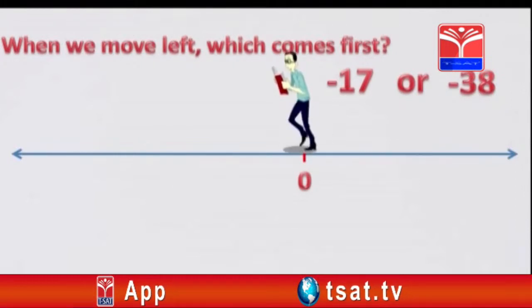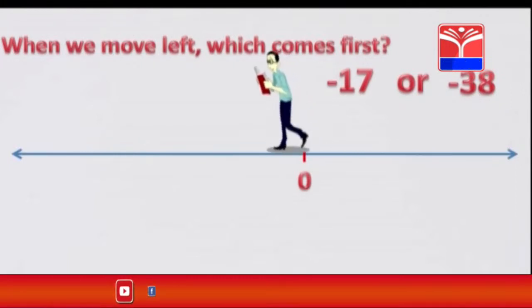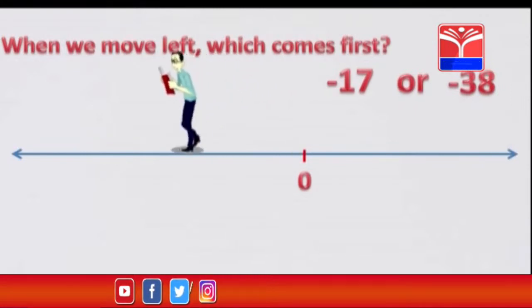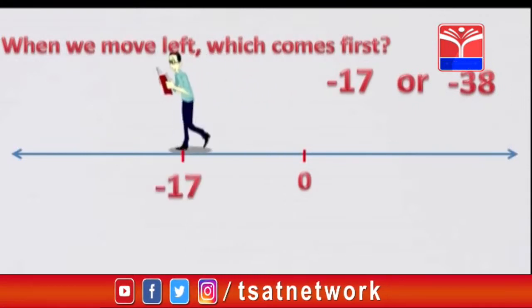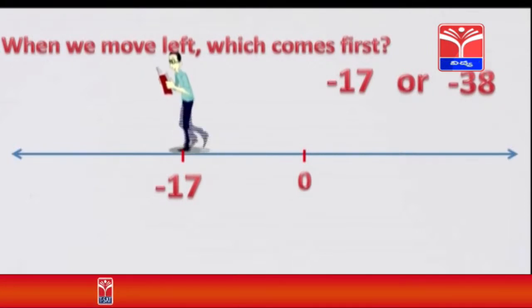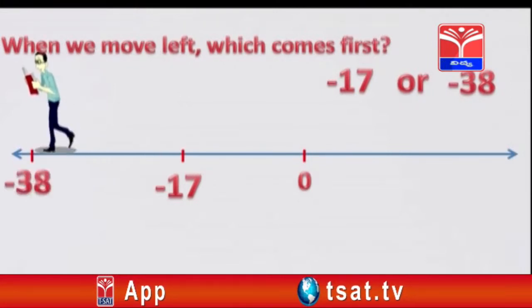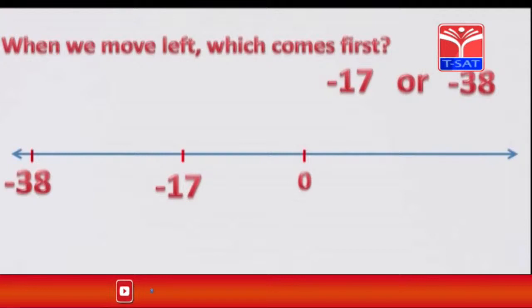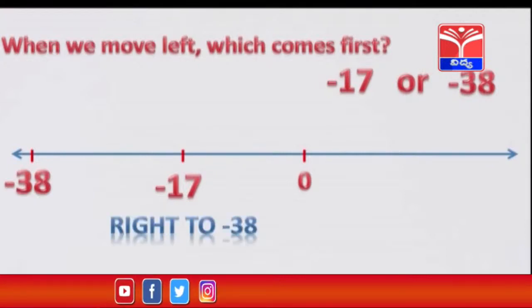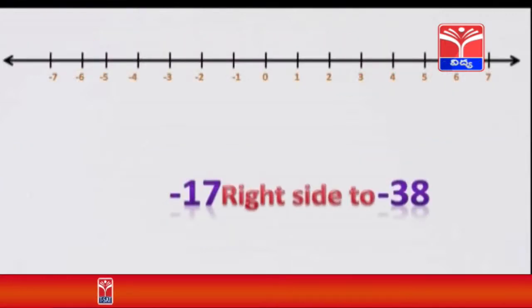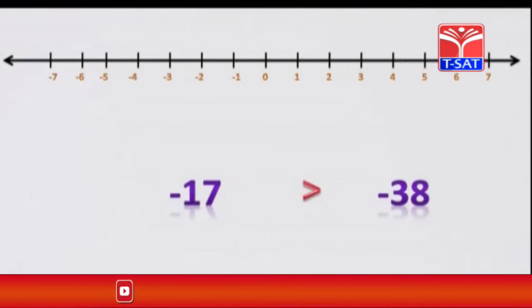Imagine that there is a person who started walking from 0. After 17 steps of walking towards the left side, he reaches negative 17. Proceeding in this way, after a few more steps, he reaches minus 38. Now is it clear, students, that minus 17 lies on the right side of minus 38? As minus 17 lies on the right side of minus 38, and we already discussed it, left side numbers are lesser numbers, right side numbers are greater numbers. Thus minus 17 is greater than minus 38.